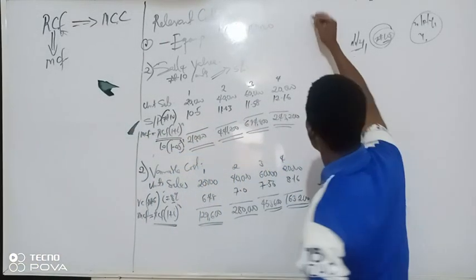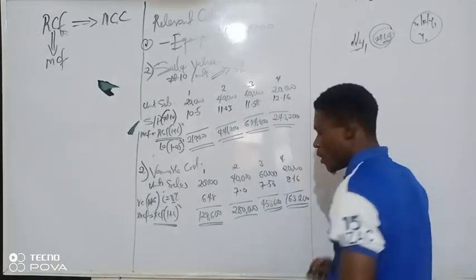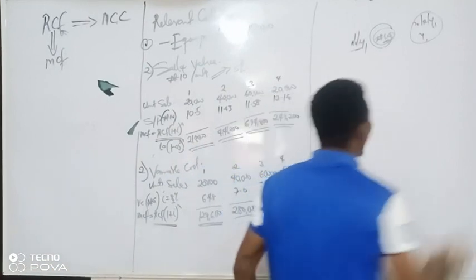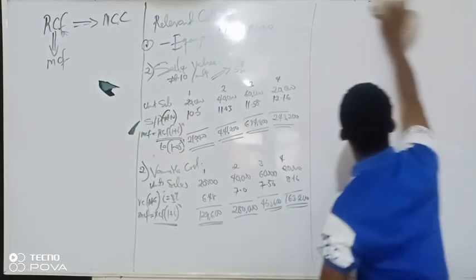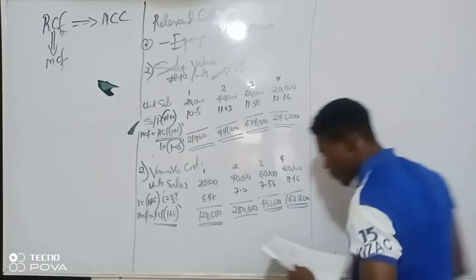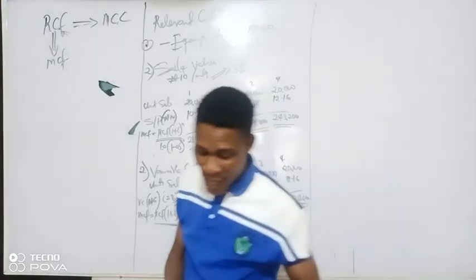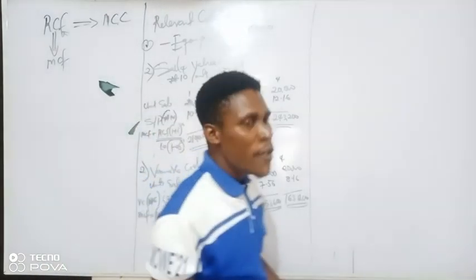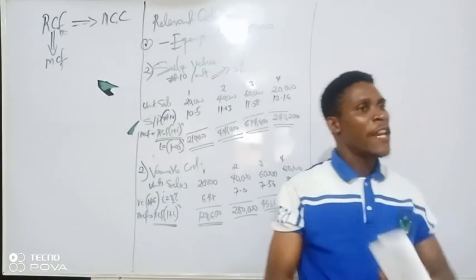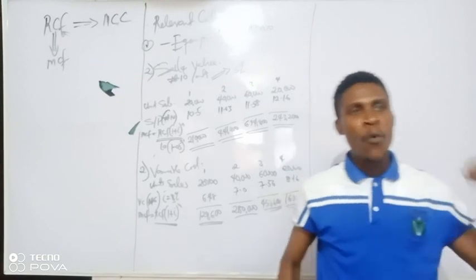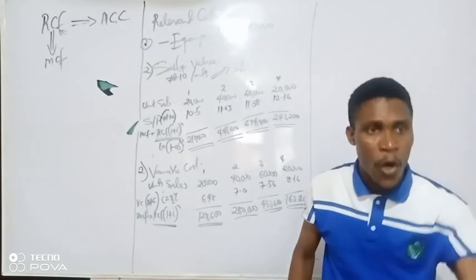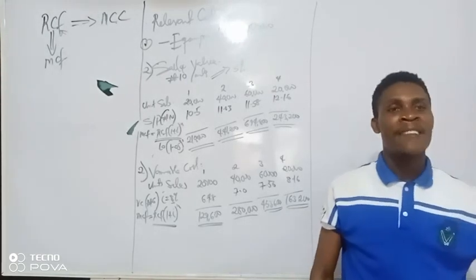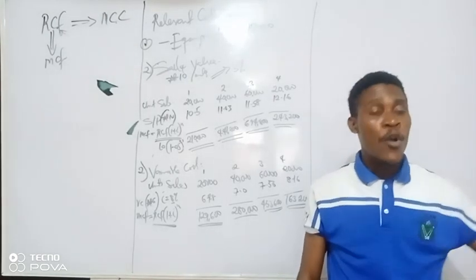Next one is fixed cost. Don't forget, is a fixed cost part of our relevant cost? Fixed cost is not a relevant cost, but once it is an incremental fixed cost, it is relevant. An incremental fixed cost is a fixed cost that arises as a direct consequence of your decision.